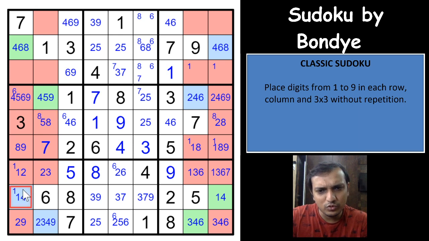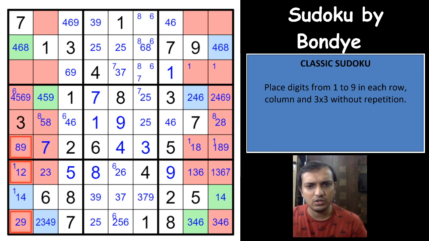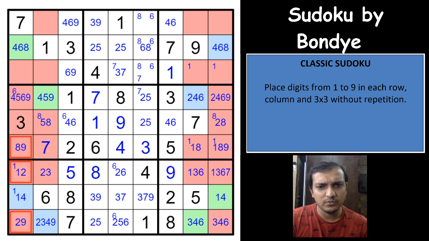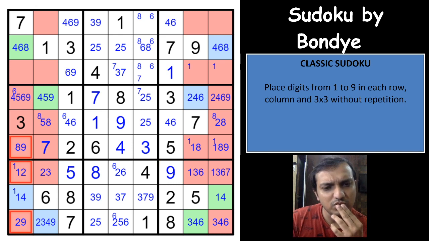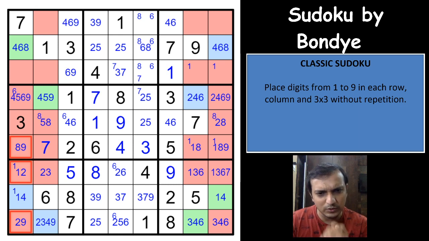1 4 2 4, and you need 1 4 1 2 and 1 2 4. No, you have 2 9 8 9. 2 8, we need a 2 8 as well because of the vibing. No, 8 9 and 1 8. Oh, I see something like a chain. It's not a chain, it's an XYZ wing kind of thing here.